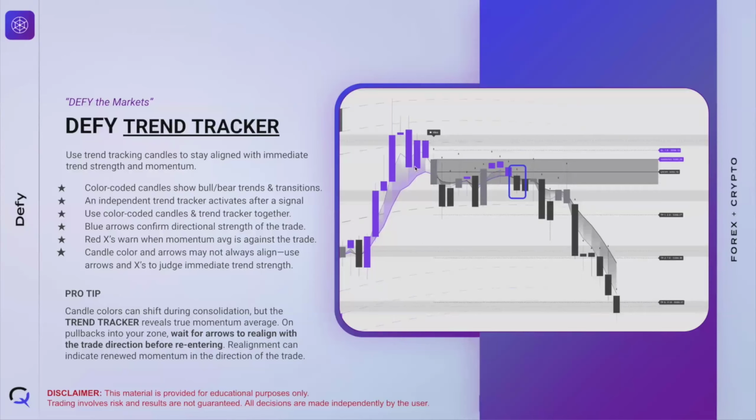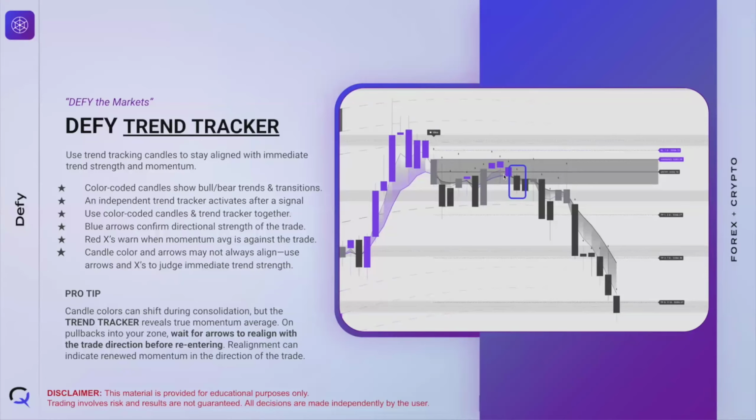It's its own momentum average logic, which is basically going to look over the course of X, Y, and Z candles, and then let you know what the average momentum is. So is the average momentum of the idea down, or is the average momentum of the idea up? So this is designed to basically work together with your trending candles.